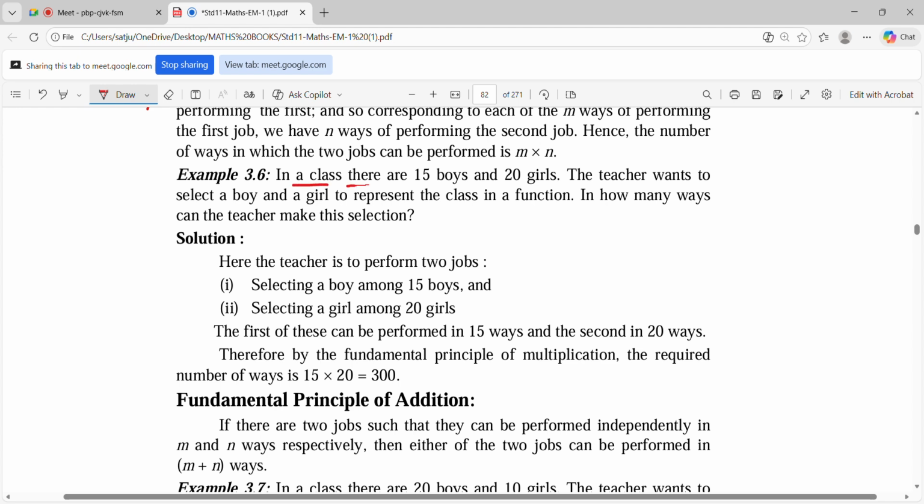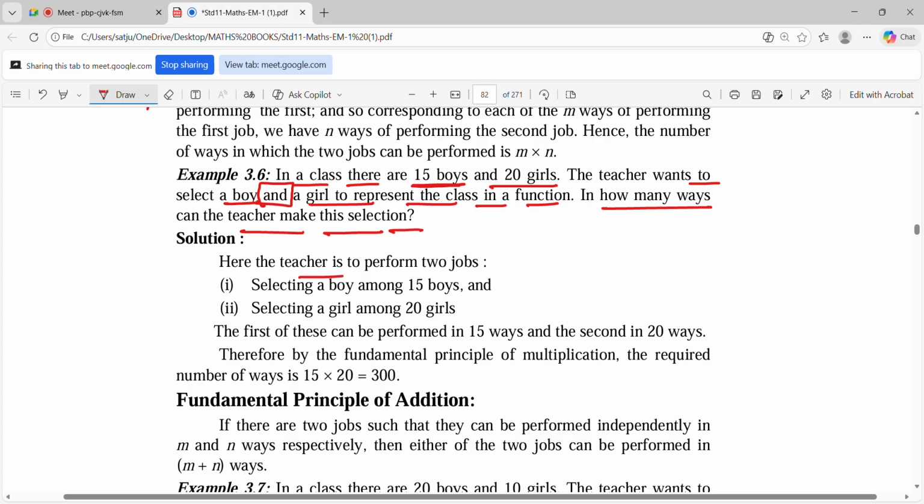Listen. In a class there are 15 boys and 20 girls. The teacher wants to select a boy and a girl to represent the class in a function. Here is the word and, which means that the teacher wants to select a boy as well as a girl. In this situation, you need to use the multiplication principle. In how many ways can the teacher make this selection?